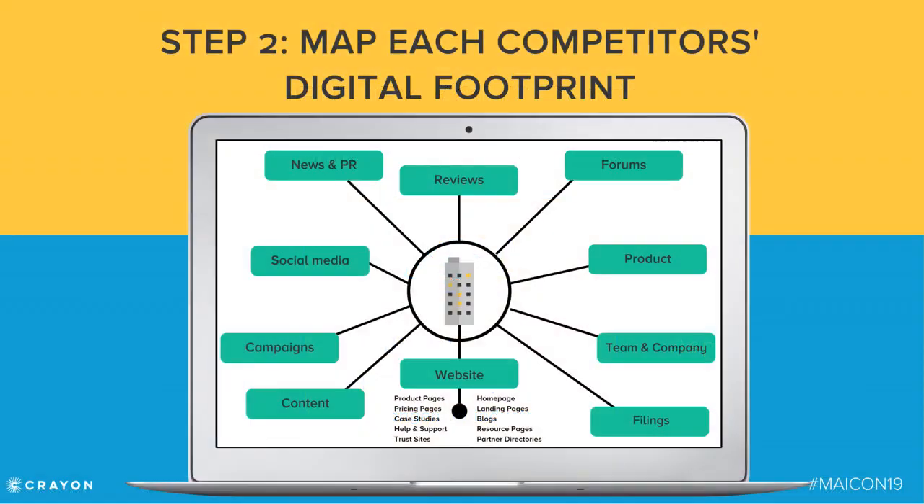So when we think about mapping a competitor's footprint, one of the first places you want to start is that website. Think about, of course, the core pages, things like their homepage or about page, their product pages. Going to all of these different platforms helps you see what the company is promoting or publishing out to these different channels. So that can be really key for rounding out your competitor's digital footprint.